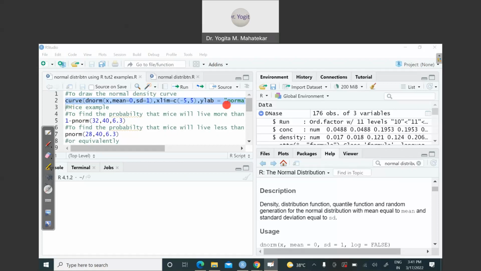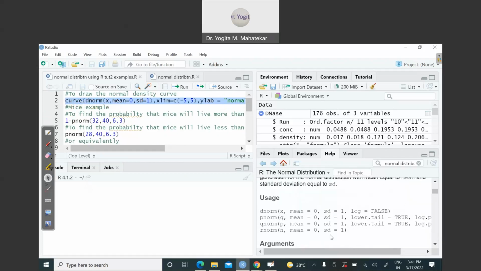Curve inside a round bracket dnorm. Dnorm is a first function that is related with a normal distribution. So dnorm command that we can see in this help, using help command we can see what this dnorm function will do. So this dnorm command will find out the density for that value of small x, whatever is your mean. So suppose we are using a standard normal random variable, standard normal random variable will follow a normal distribution with mean is equal to 0 and standard deviation is equal to 1.